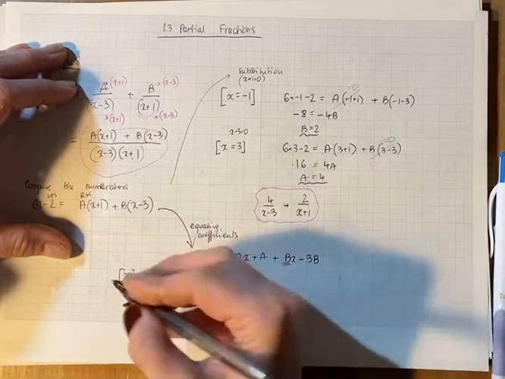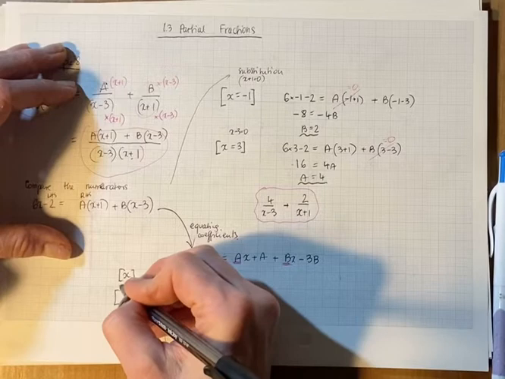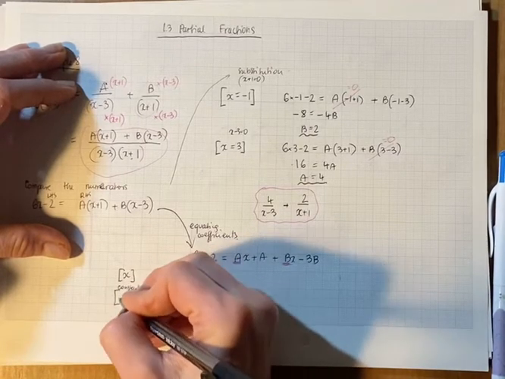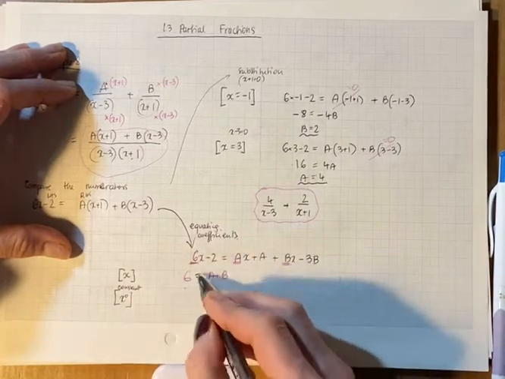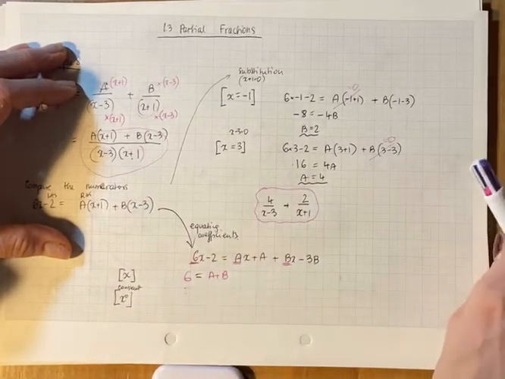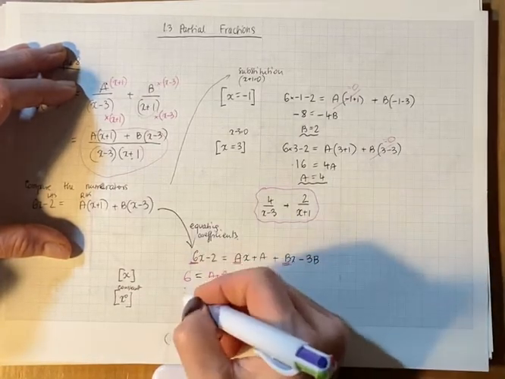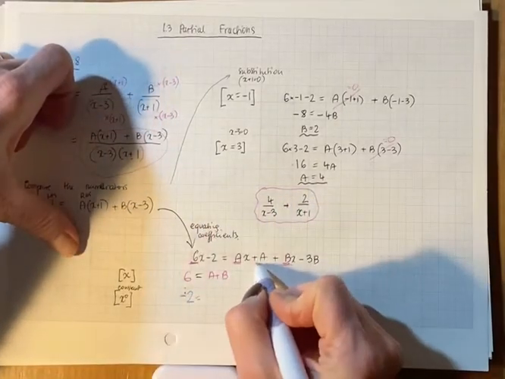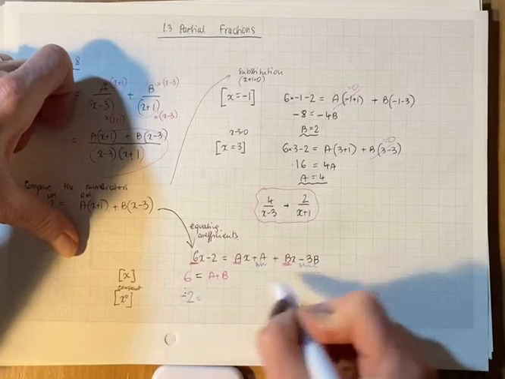Then I'm going to equate the constant term. So this is really constant, which is x to the power of 0 if you think about it. So you've got minus 2 lots on the left hand side. They need to be equal to each other for those two expressions to be worth the same. And you've got a minus 3b.